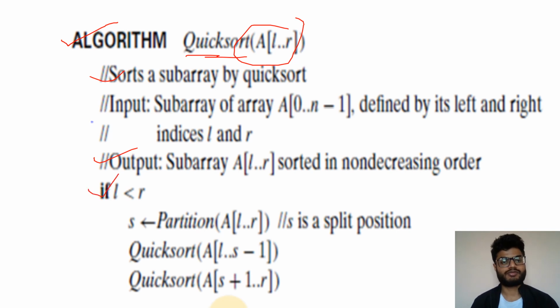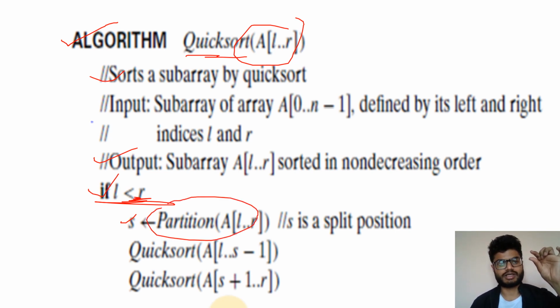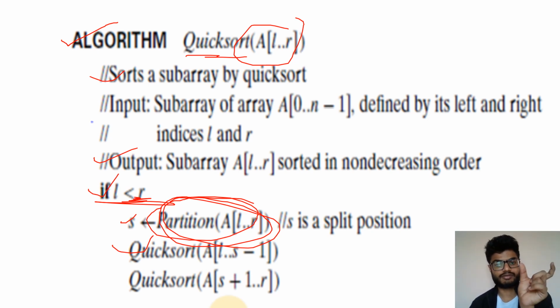So if left is smaller than right, as I told you, when it comes to the same position, it will terminate. So it's the termination condition. The positioning element which we are taking as pivot, we will store from the partition, which is another algorithm. We will write the algorithm for that also, and we will pass the entire array to that partition, and again recursively we are sorting the left subarray. We will again apply quicksort, and to the right subarray we will again apply quicksort.